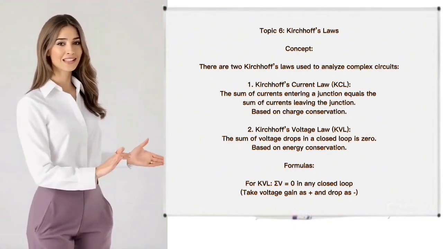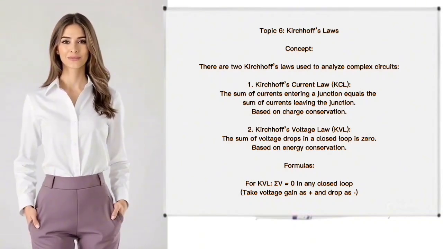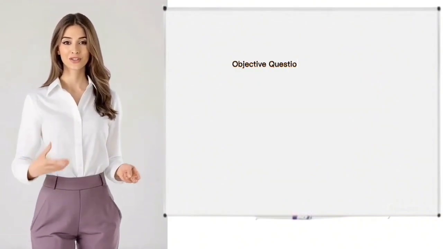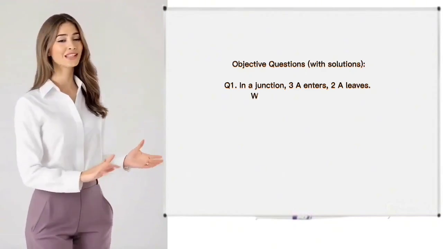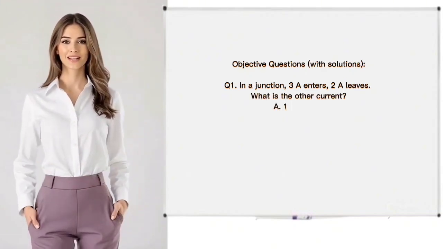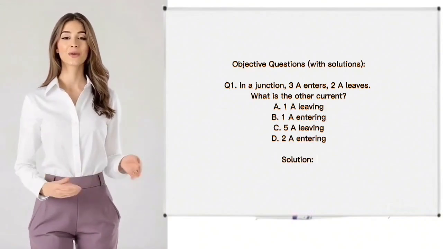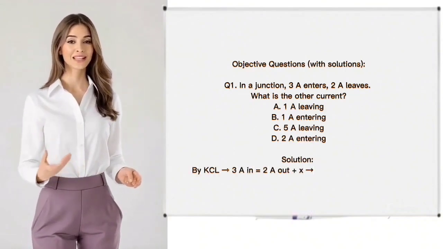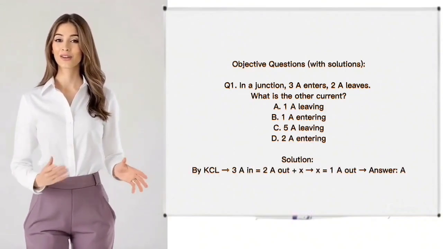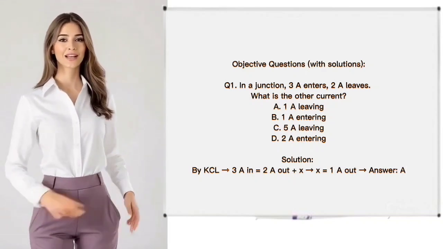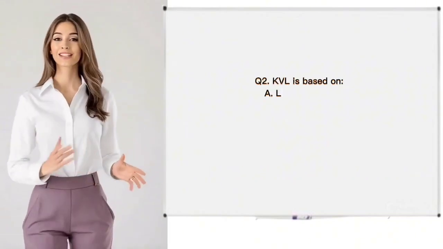Formulas. For KVL, ΣV = 0 in any closed loop. Take voltage gain as plus and drop as minus. Objective questions with solutions. Q1. At a junction, 3A enters, 2A leaves. What is the other current? A. 1 A leaving. B. 1 A entering. C. 5 A leaving. D. 2 A entering. Solution by KCL: 3A in equals 2A out plus X, so X is 1A out. Answer A.